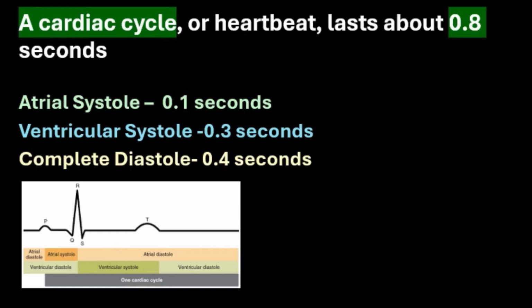The cardiac cycle or heartbeat lasts about 0.8 seconds. A cardiac cycle will include atrial systole, ventricular systole and complete diastole. Atrial systole is 0.1 second, ventricular systole is 0.3 seconds and complete diastole is 0.4 seconds. So together, 0.1 plus 0.3 plus 0.4, that is 0.8 seconds.